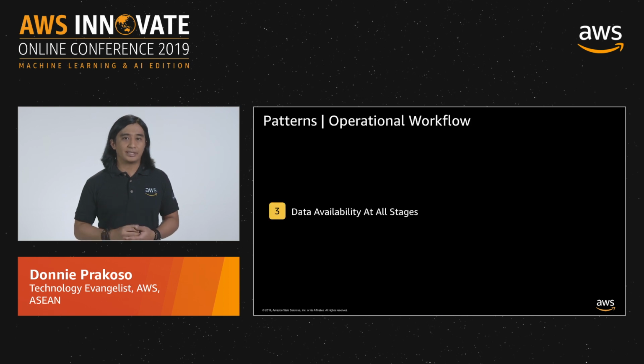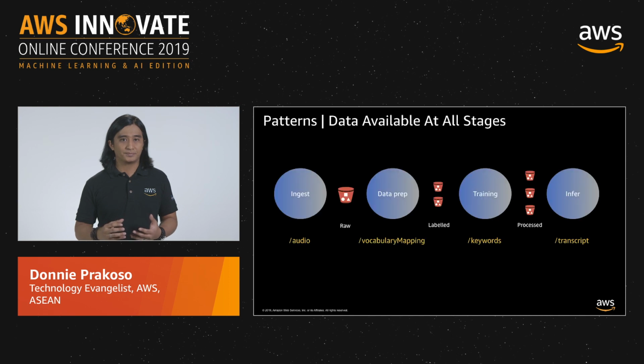The third pattern is data availability at all stages. As you can see in the previous demo, there are cases in which each stage needs to store its data. From raw data to processed data, it is a good practice to store the data in each location. For an example, the raw audio data of the podcast is being stored under the audio folder. Then, the vocabulary mapping for Amazon Transcribe is being stored under a specific folder.